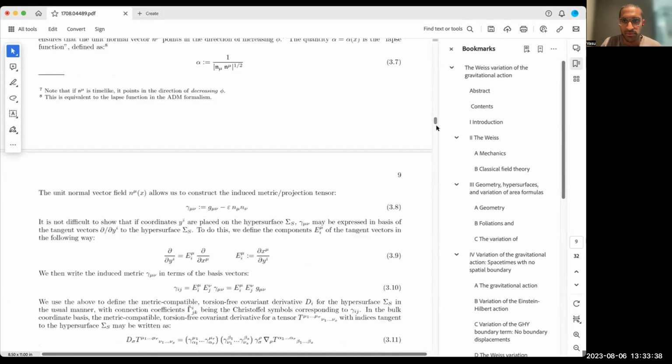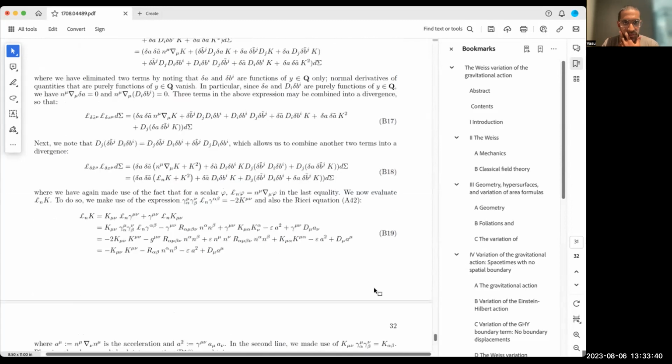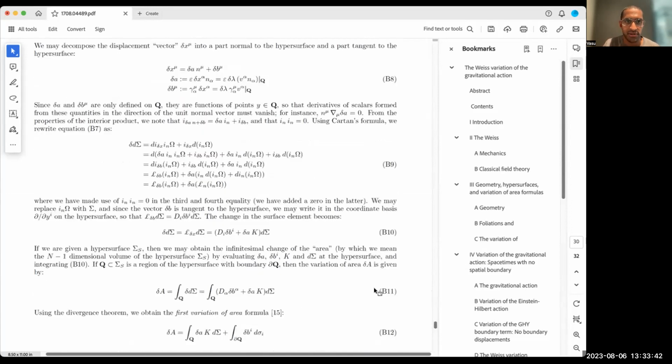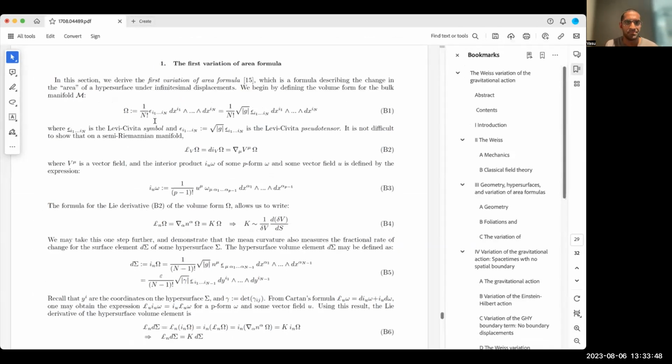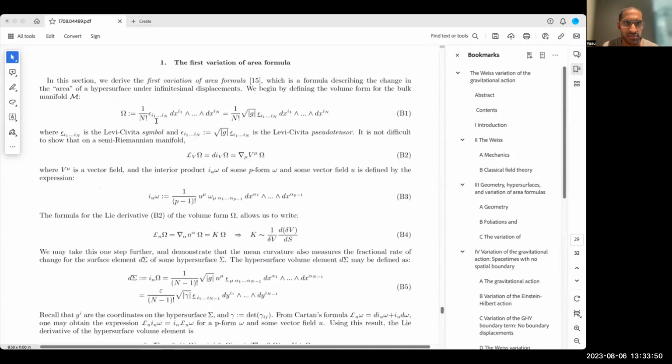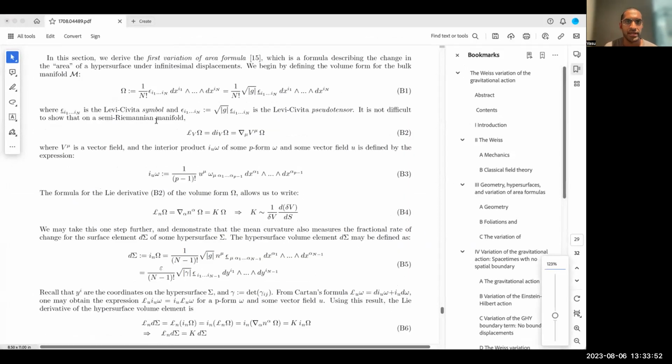So I'll just jump to an appendix which deals with the first and second variation of what they call the area functional, the area formula. Okay, so this shouldn't be too surprising, but they start by recounting some definitions, which is of the space-time volume form, and what happens when you take the Lie derivative of the volume form with respect to some vector field. Okay, so first they say, this is the identity that you get.